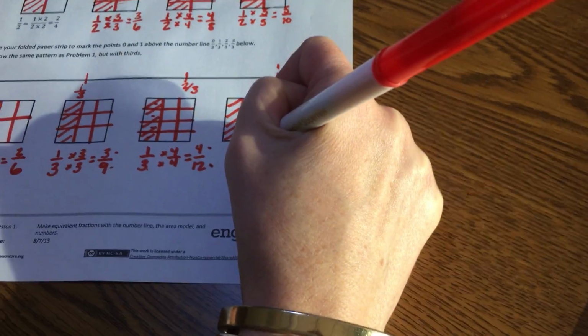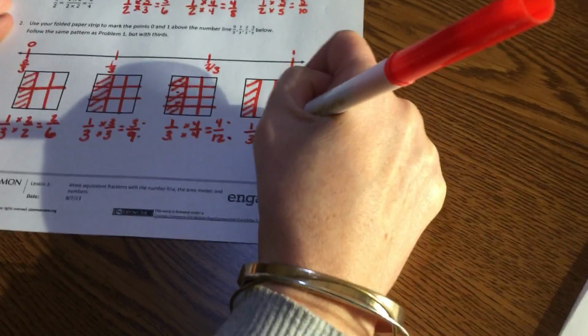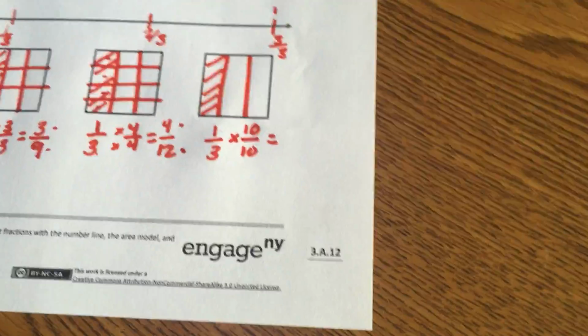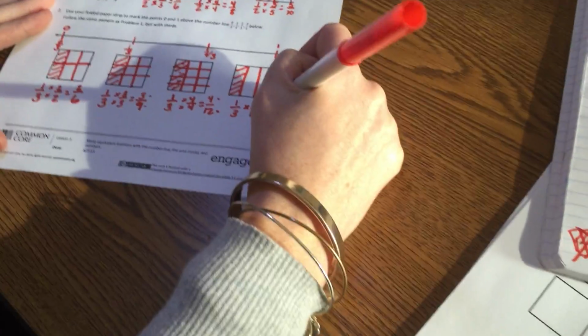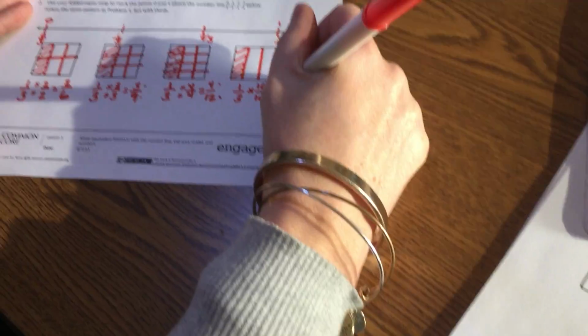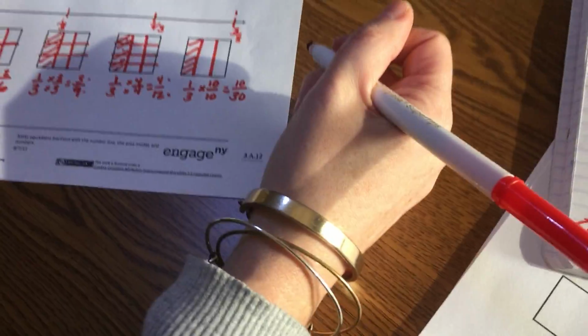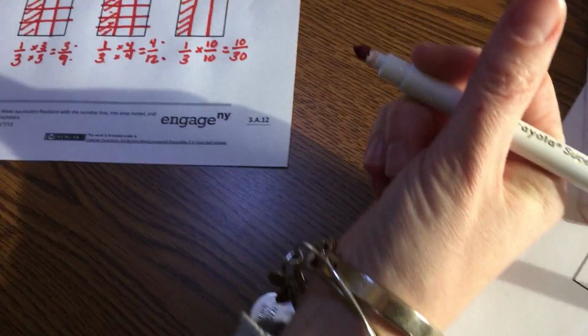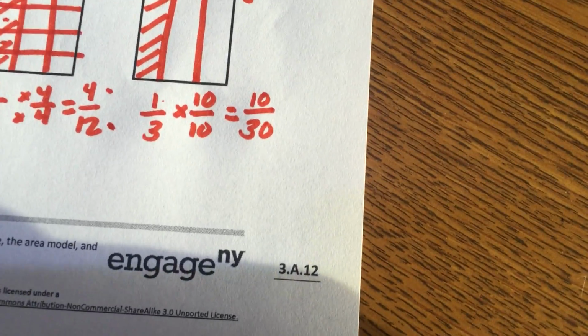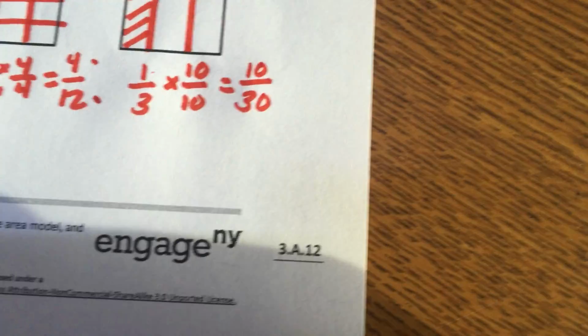What if I showed 1/3 times 10, top and bottom? What's my equivalent fraction going to be? 1 times 10 is what? 10. Izzy? 1 times 10 is 10. 3 times 10 is 30. So I was trying to trick you. I jumped from all the way times 5 to times 10. How many horizontal lines will I need to show 30 total pieces?